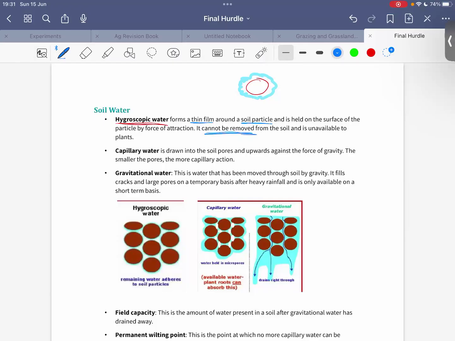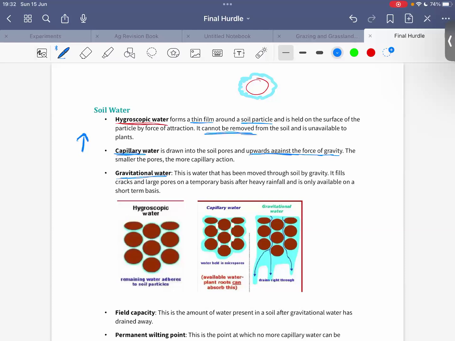Capillary water. So capillary water moving up. Think of putting a cap on the top of your head. Capillary water is moving upwards against the force of gravity. Again, the smaller the pores, the greater the capillary action. Same with your cation exchange. The smaller the soil particles, the greater the cation exchange. The smaller the soil particles, the greater capillary action. I got it out eventually.